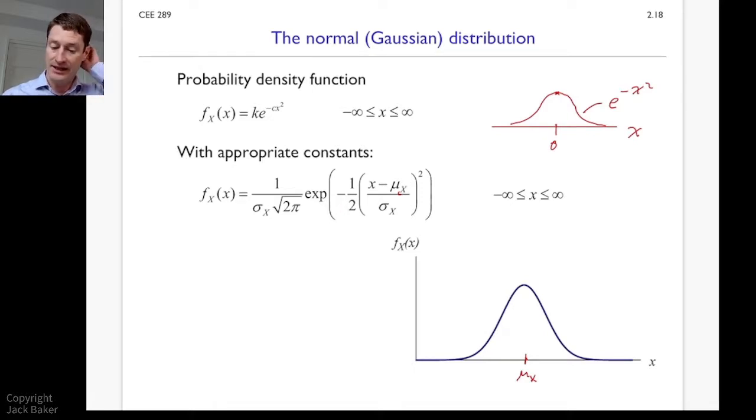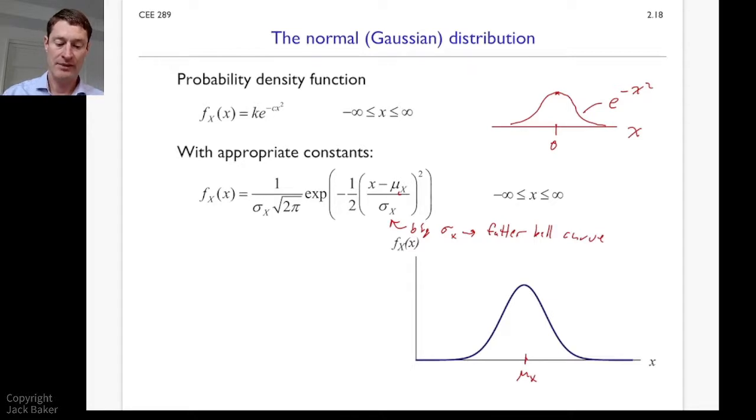Then in the denominator here, I've got this sigma x. So that's going to control the rate of decay, right? When I've got a big sigma x, that means that I'm going to have a fatter bell curve. As the numerator gets big, if I'm dividing by a big number as well, the total number is going to stay small, and so this bell curve is going to decay more slowly. All right? So that lets me control things.